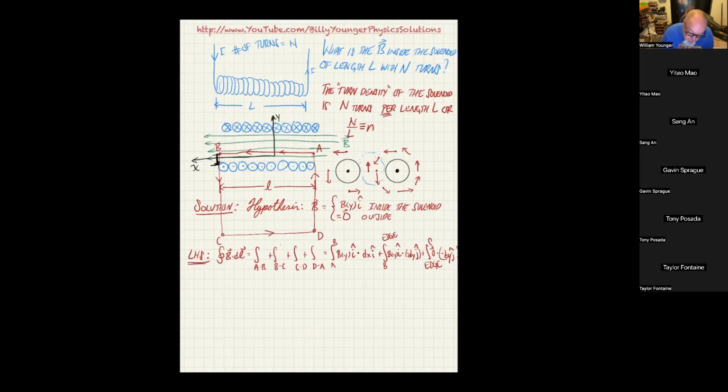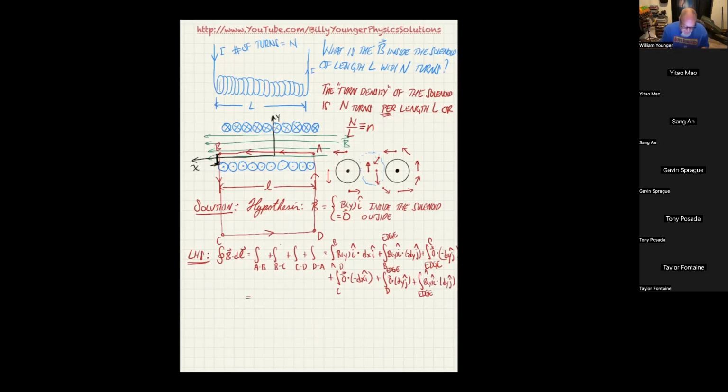So now I'm going to continue with plus the integral from C to D of 0 dot, in this case, negative dx i hat, plus the integral from D to the edge, and this time it's going to be 0 dot dy j hat, plus the integral from the edge to A of B of y i hat dotted with dy j hat.